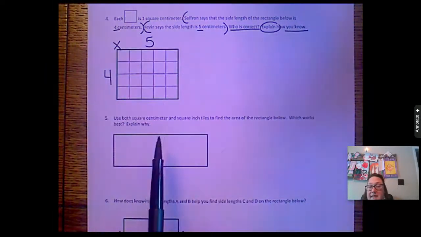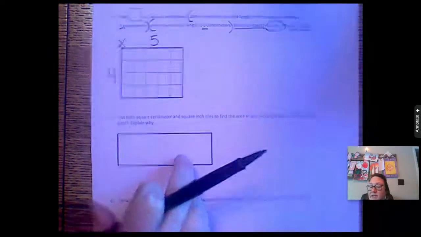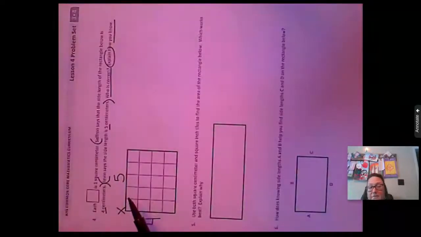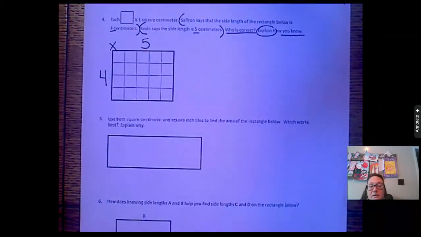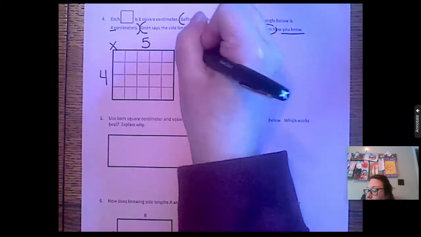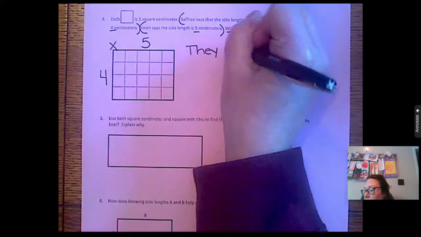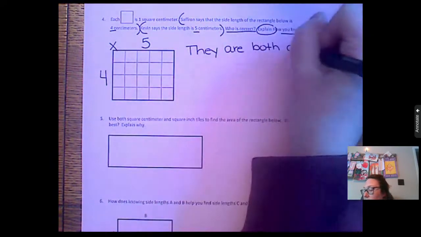When we say how many sides does it have, it has 4 sides. And if I were just to take this rectangle and turn it, now this side length is 5, right? So is only one of them correct or are they both correct? They're both correct, right? So it says who is correct. We'll say they, with a capital T. They are both correct.